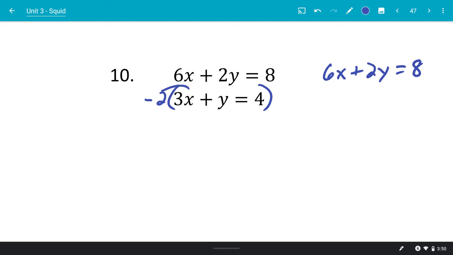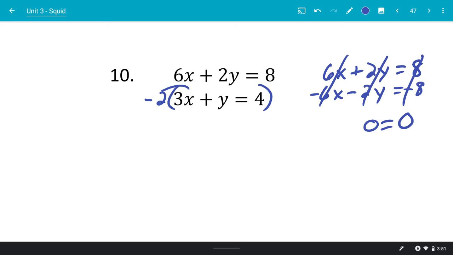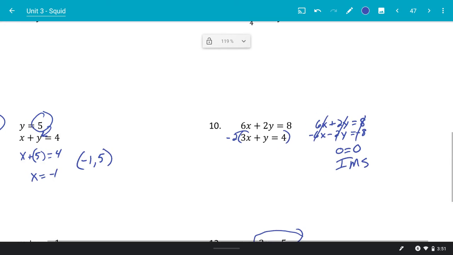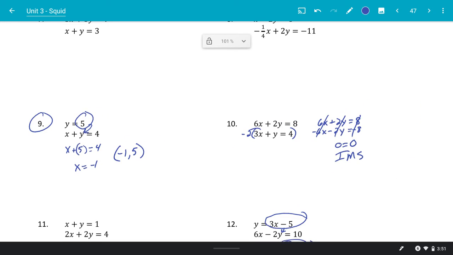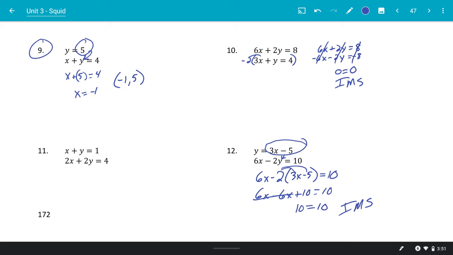So -6x minus 2y equals -8. Uh-oh, watch what happens. Cancels, cancels, cancels. 0 equals 0. Yeah, so that's infinitely many solutions. Oh, that's funny. You get 2 of those on the review. Guess I better do one more just for fun.